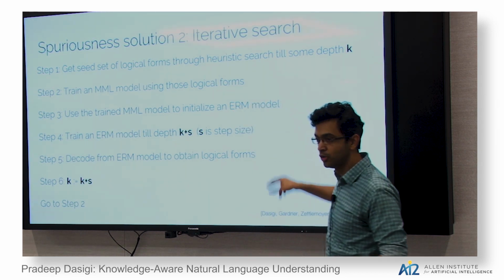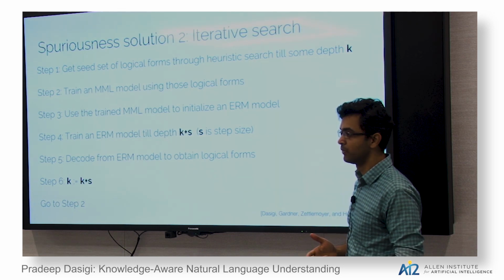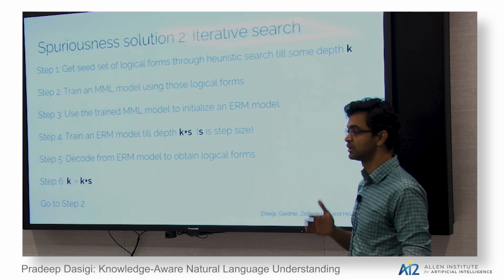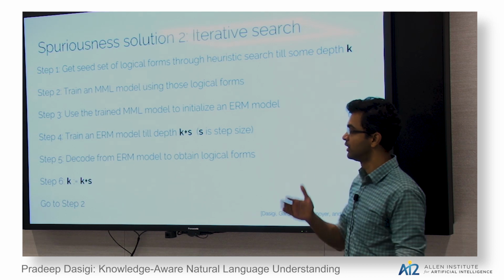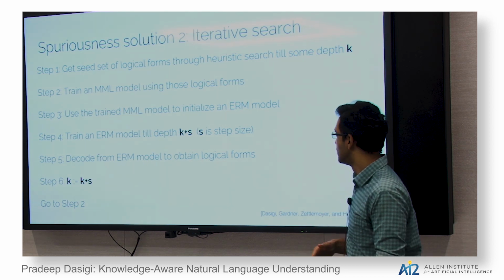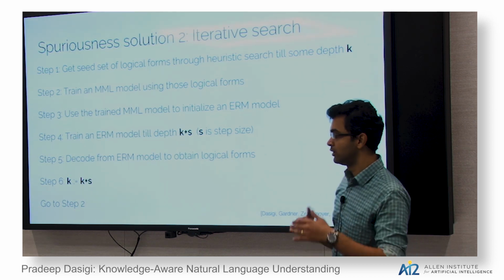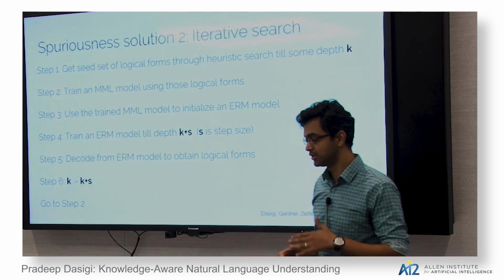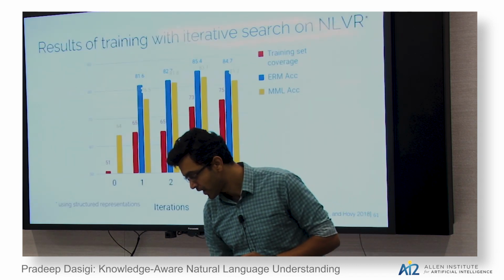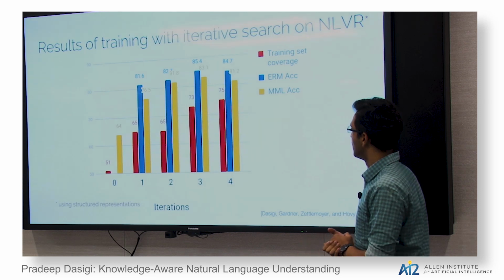You can essentially keep on doing this. You can keep on getting logical forms, using that to initialize the ERM model, get more logical forms, and go back. You can keep on doing this until your accuracy on your dev set stops increasing. And that, in fact, helps.